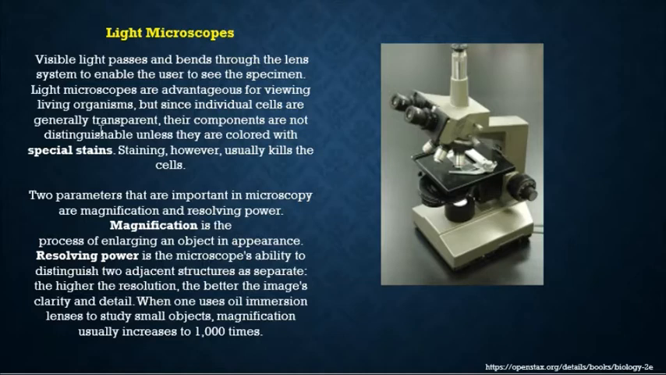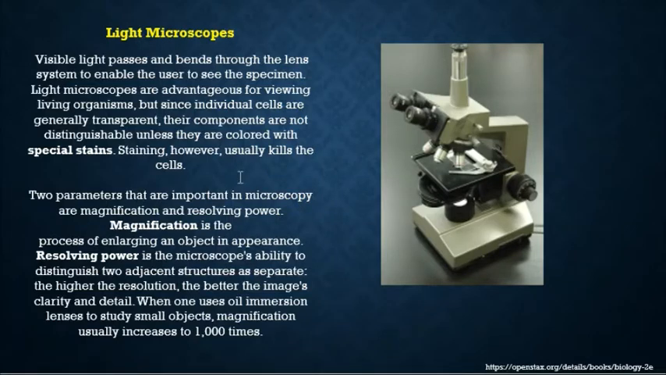Then how do we see those? The microscopes come into play in this respect. There are generally two types of microscopes used for studying cells. One is the light microscope. In here, visible light passes and bends through the lens system to enable the user to see the specimen. Why does it magnify? Because it has certain glass lenses which magnify the slide objective.